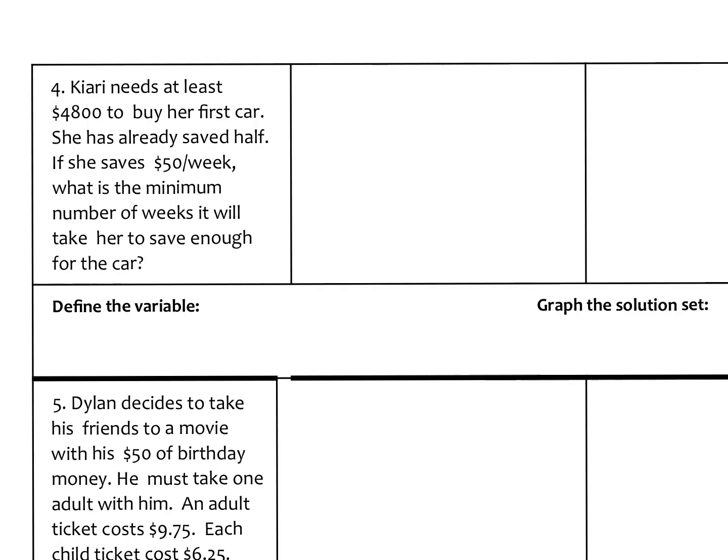Kiara needs at least $4,800 to buy her first car. She's already saved half. If she saves $50 per week, what's the minimum number of weeks it will take her to save enough for the car? Okay, so we're going to use W, number of weeks to save. Okay? Now, she needs at the very smallest amount, the very smallest she needs is $4,800.